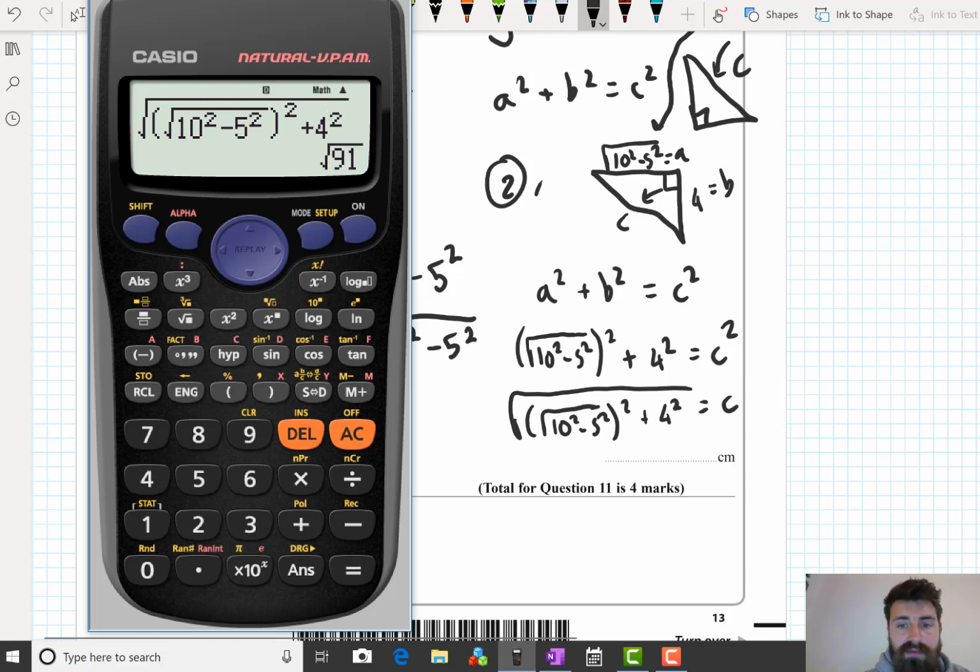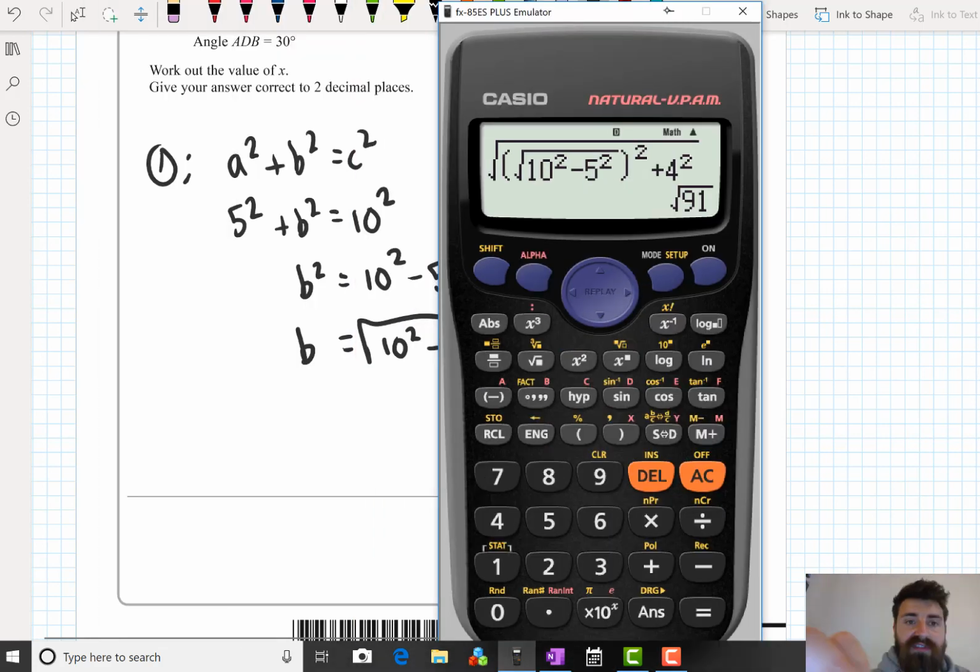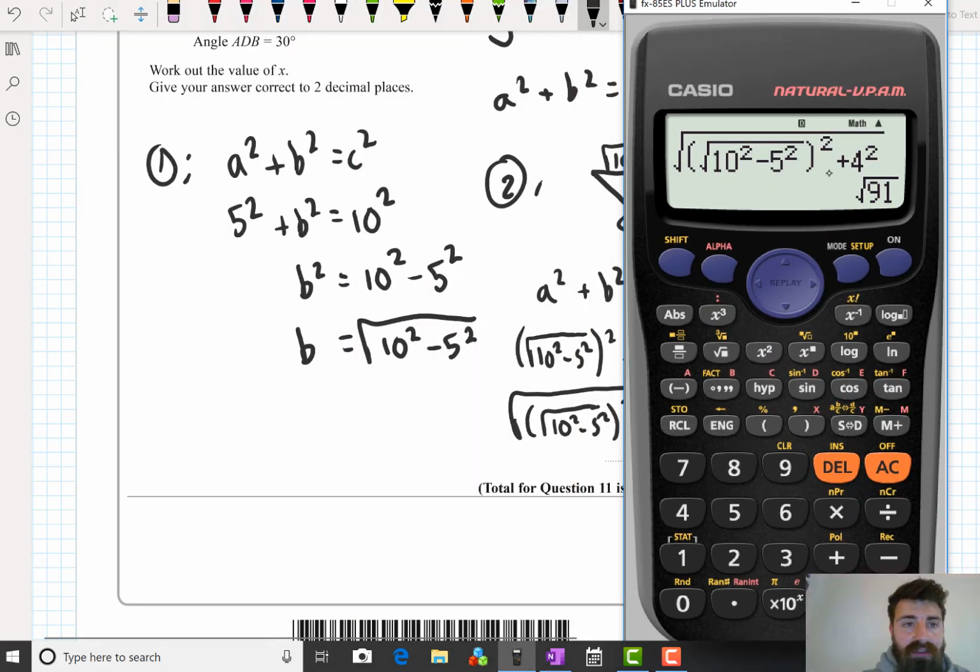Can I leave my answer as a surd, which that's called? It says give your answer correct to 2 decimal places, so I could write here root 91 to ensure that I get another method mark. Give your answer correct, I'm just running out of space here, correct to 2 decimal places, so 9.53, the 9 around the 3 up, this will become 9.54. 9.54.